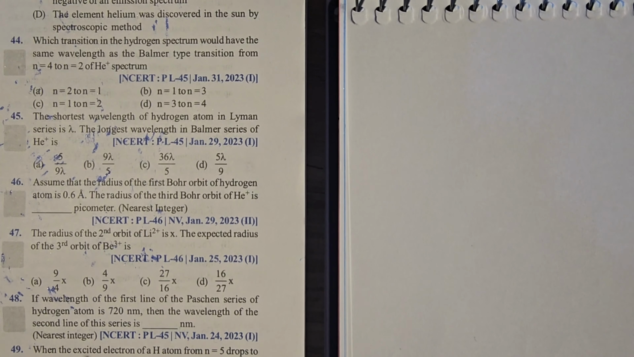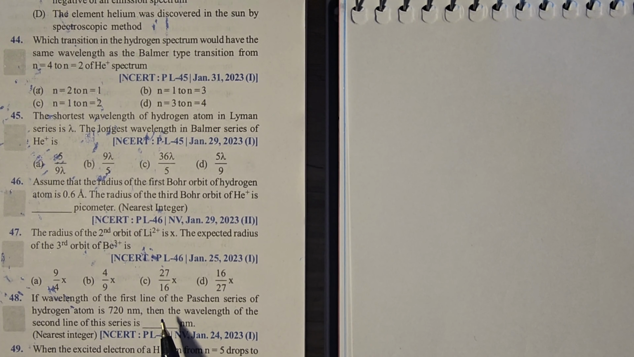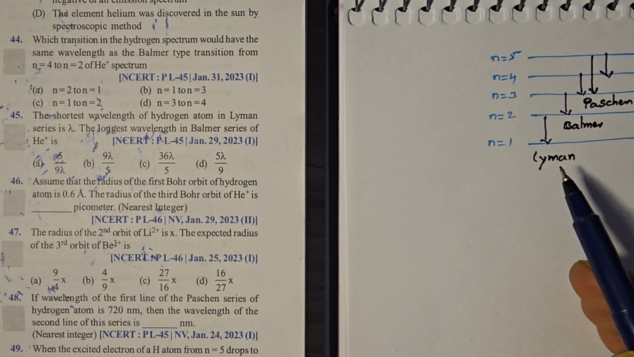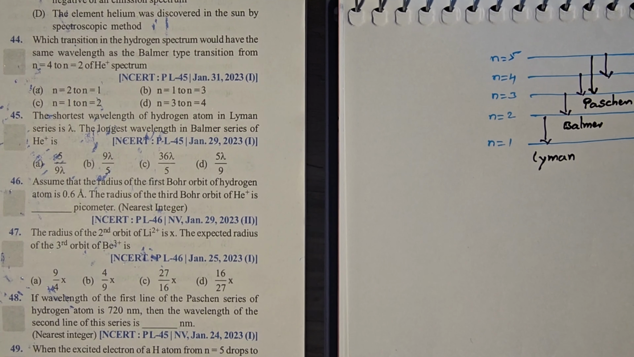Next question, observe here, students. If the wavelength of the first line of the Paschen series of hydrogen atom is 720 nanometers, then the wavelength of the second line of this series is how many nanometers? That is the question. Which series is given? Paschen series is given. You know that already, students. This is the hydrogen spectrum.